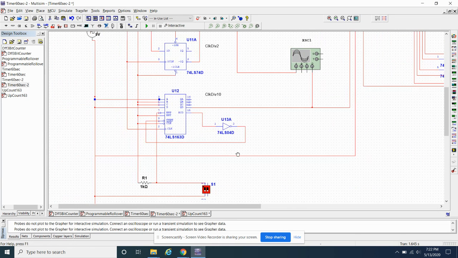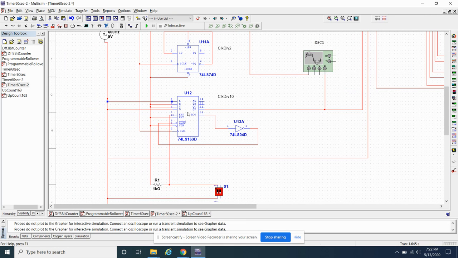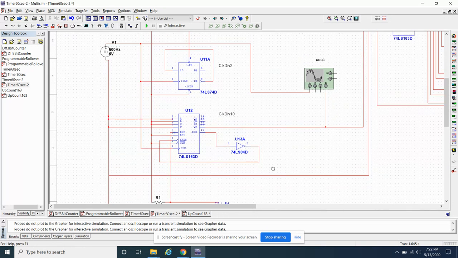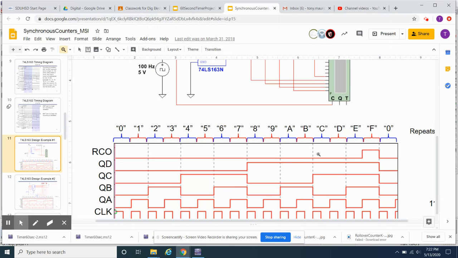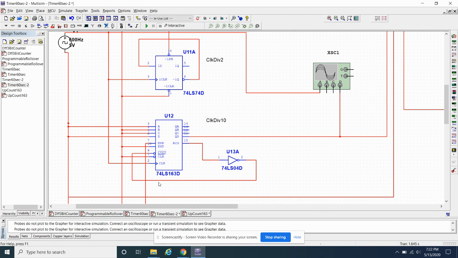In this case here, I've got a 163. This is the 163 counter. Let's not look at that part yet. I've got this part here where I'm taking my RCO. This is my ripple carry. I'm going to invert it because remember I need it to be active low, right? So I need to take this waveform here, which is the RCO, and invert it, and then I'm going to feed that back into the load pin.